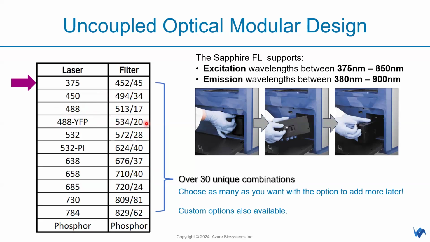The emission maxima is around 534. So with that, we have dedicated filters for yellow fluorescent protein for the best signal to noise ratio, or the best signal and resolution. Okay, so it's different. We call it 488 yellow fluorescent protein. This is a good example to showcase the uncoupled optical modular design. The filter looks like a USB drive where you can plug in and plug out, of course swapping out to have these combinations.